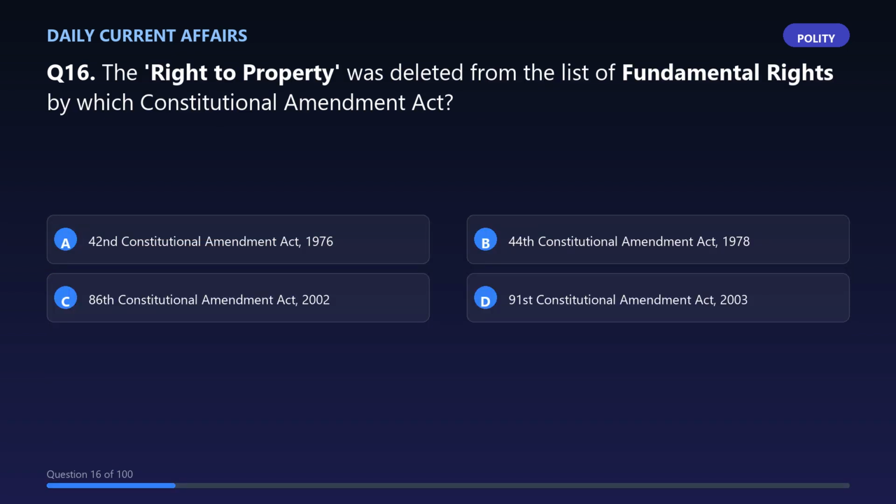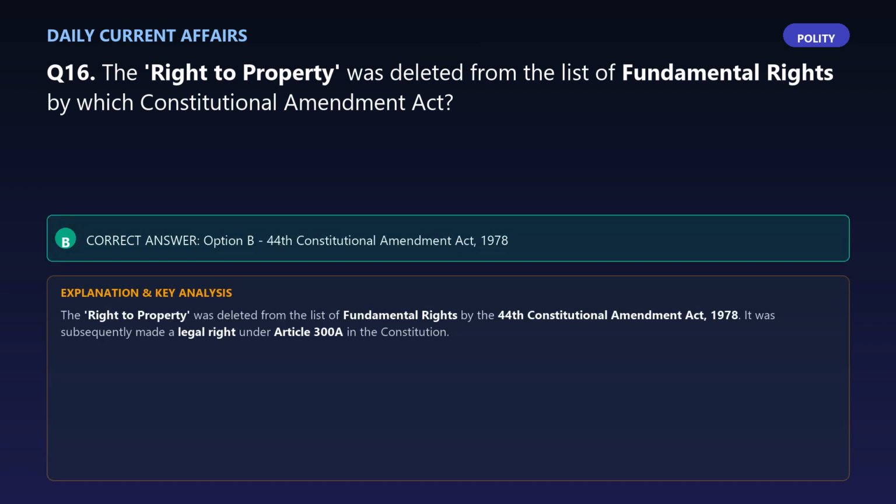Question 16. The right to property was deleted from the list of fundamental rights by which Constitutional Amendment Act? The correct answer is option B, 44th Constitutional Amendment Act, 1978. Explanation: The right to property was deleted from the list of fundamental rights by the 44th Constitutional Amendment Act, 1978. It was subsequently made a legal right under Article 300A in the Constitution.